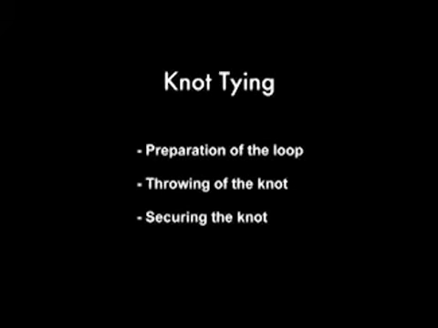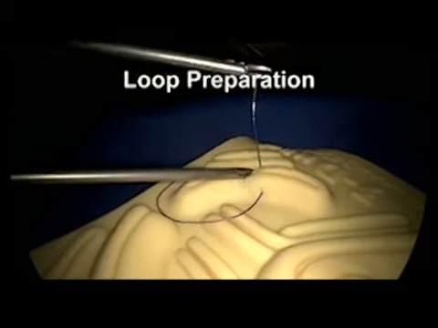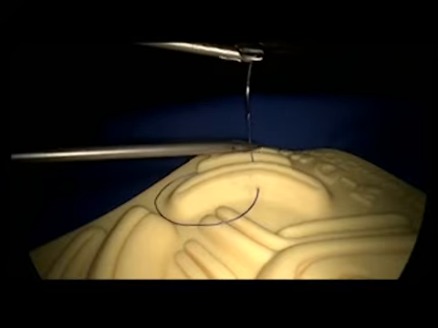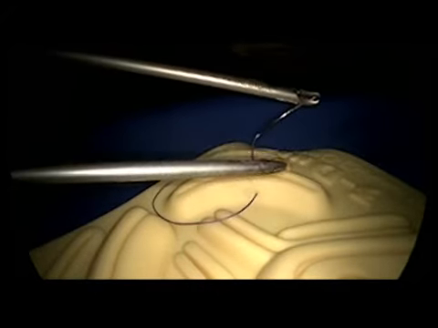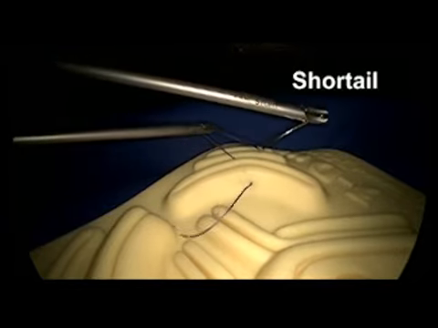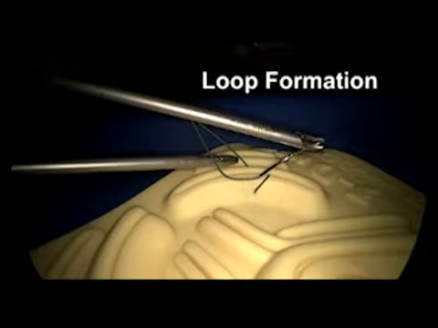We have divided the knot tying process into 3 steps, which are preparation of the loop, throwing of the knot, and securing the knot. Loop preparation is the most crucial step in intracorporeal knot tying and consists of 3 elements, which are positioning suture parallel, preparation of a short tail, and formation of the loop.